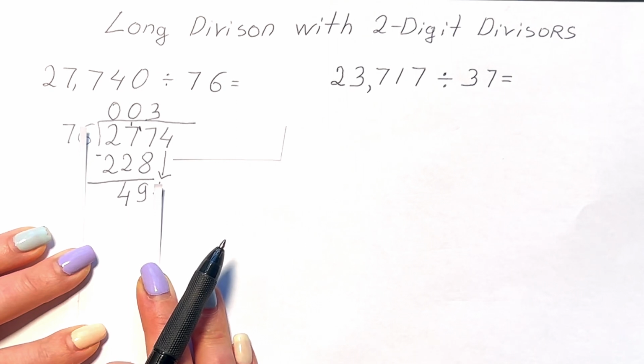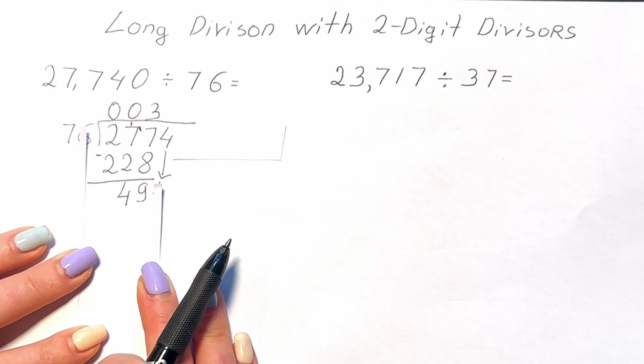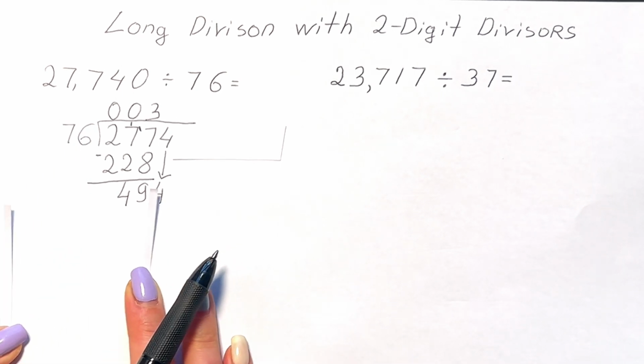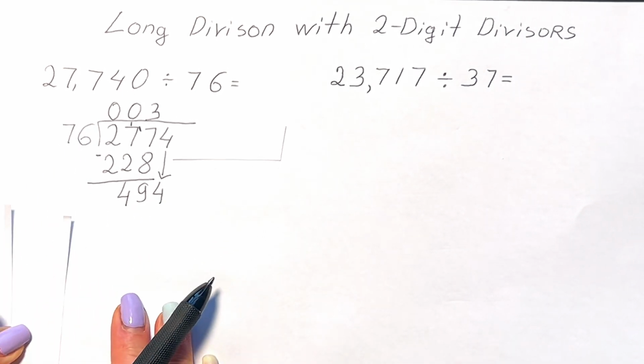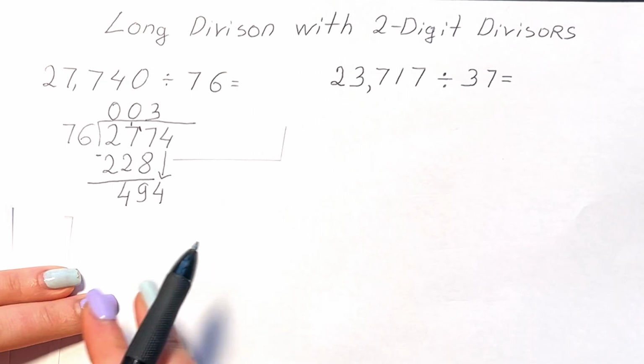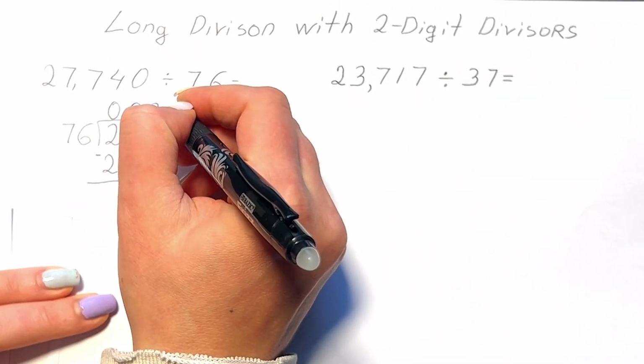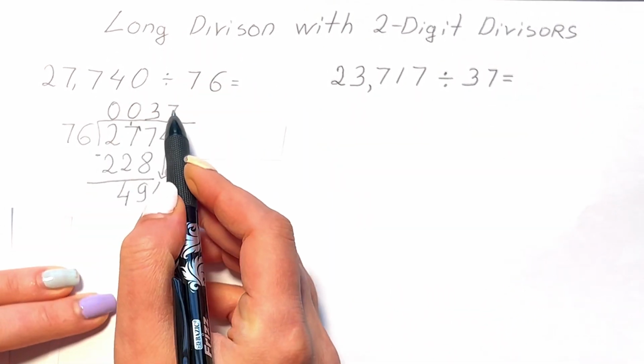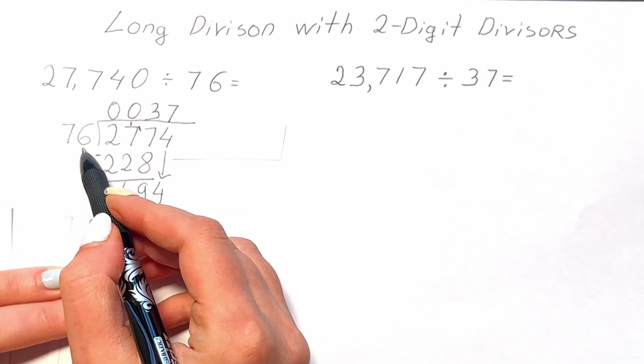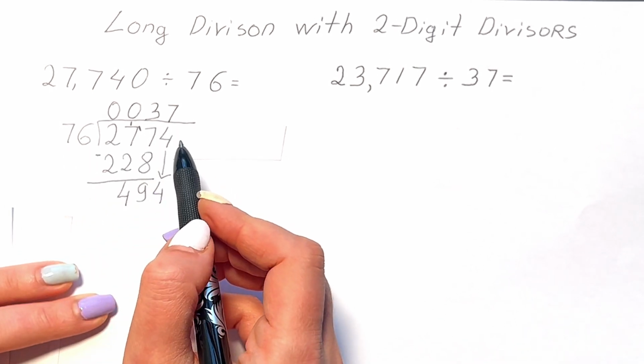7 goes to 49 7 times. It means 76 goes to 494 7 times, which is our imaginary number. Let's put it and check. Let's multiply 7 times 76 to see if the 7 is working.